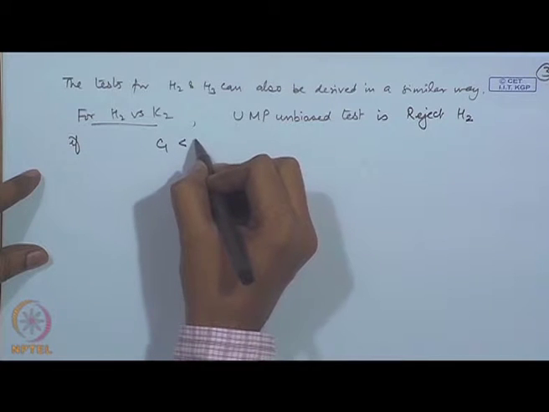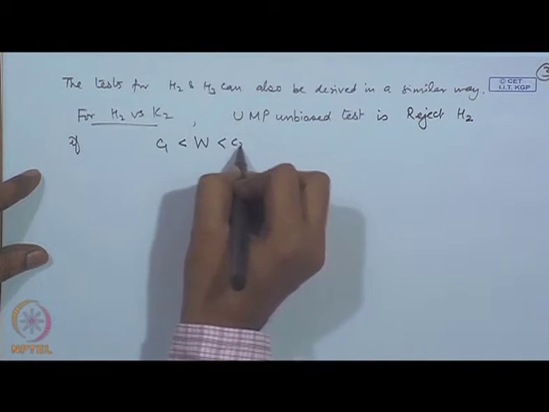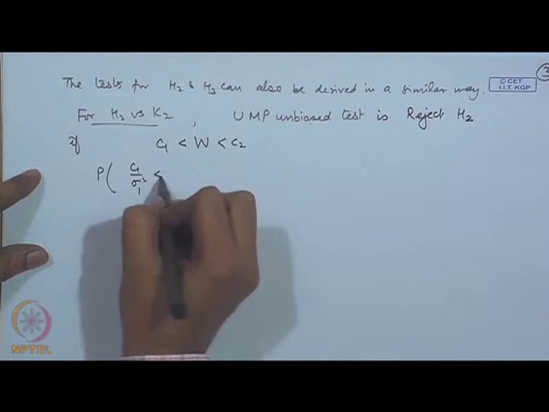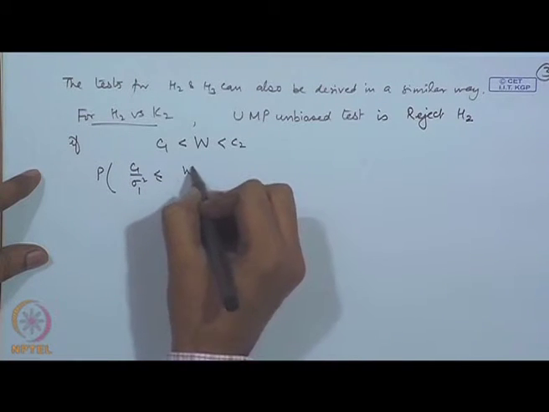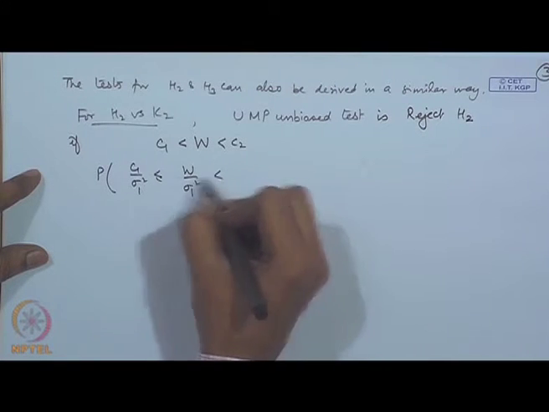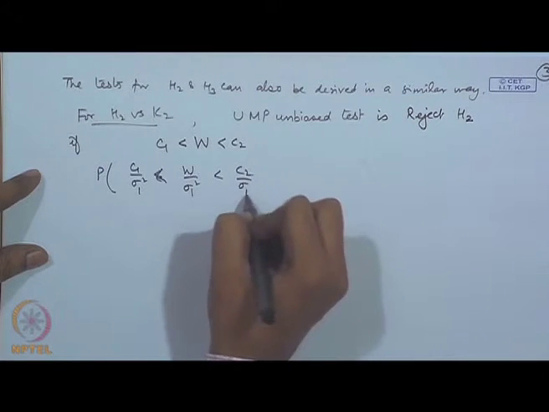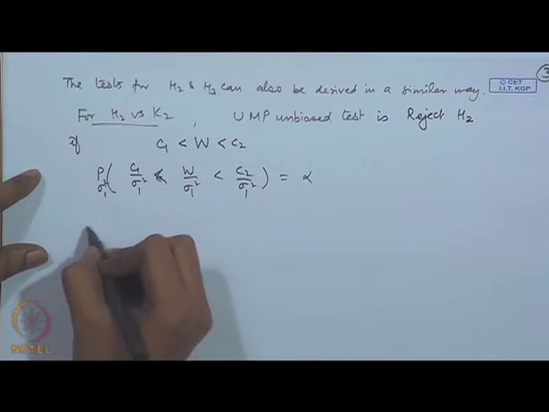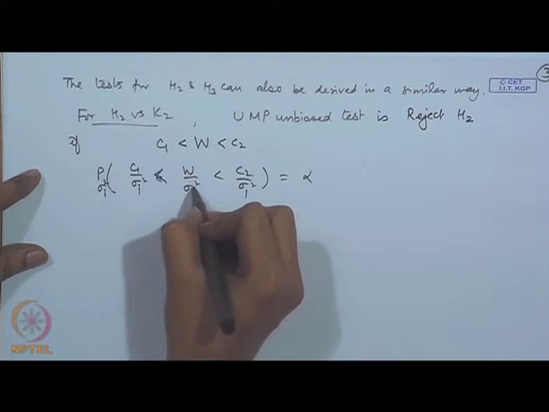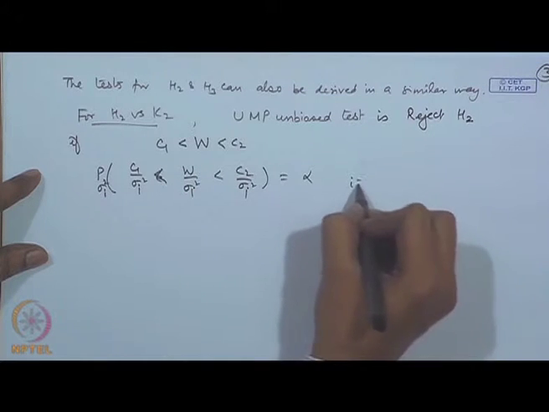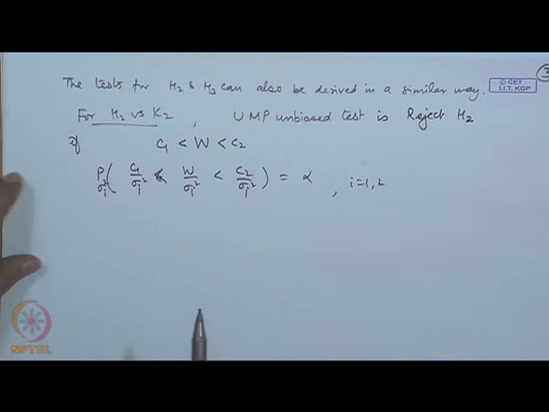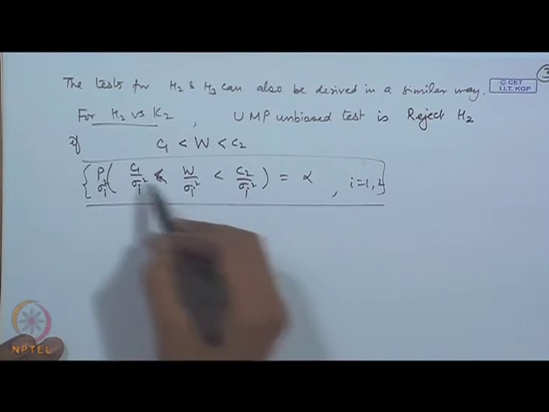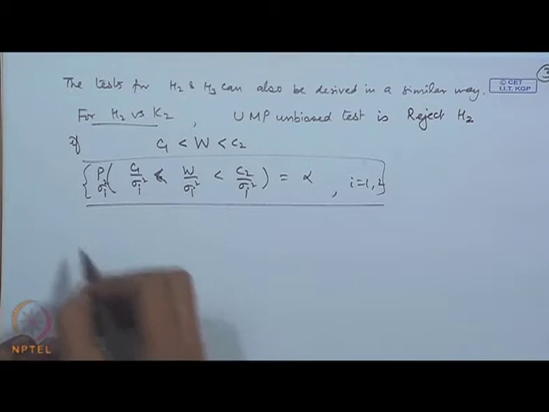C1 is less than W is less than C2, and you will have probability of C1 by sigma 1 square less than or equal to W by sigma 1 square less than C2 by sigma 1 square is equal to alpha when sigma 1 square is the true parameter value, and also when sigma 2 square is also coming. So, these two conditions will give the value of C1 and C2.